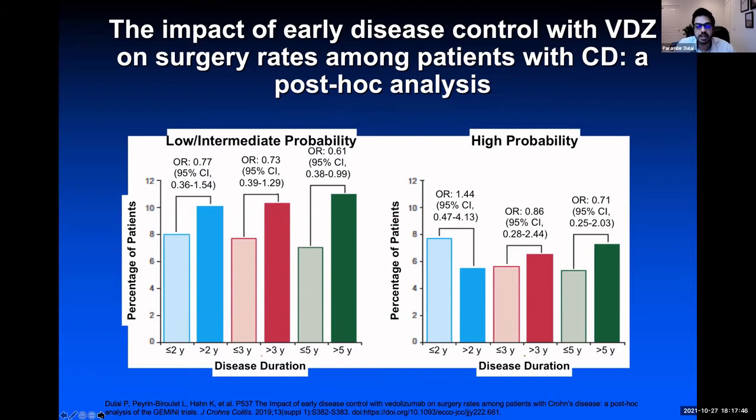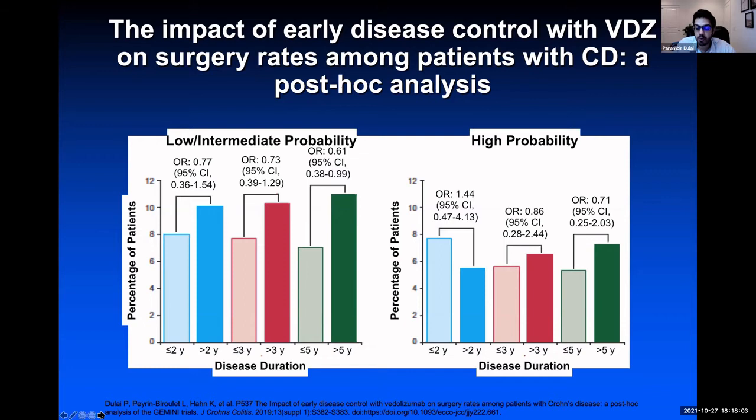So on the left here, you can see that patients who are predicted to have a low to intermediate probability response, if you intervene early in their disease, you were able to overcome that probability somewhat and have a lower rate of complication over 7 years than if you had intervened later in their disease.